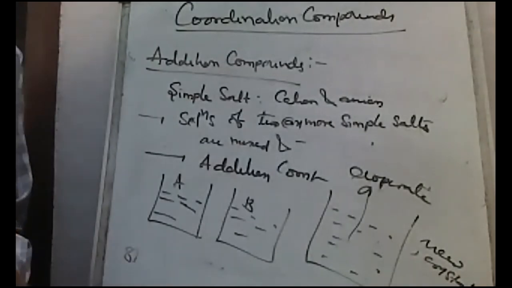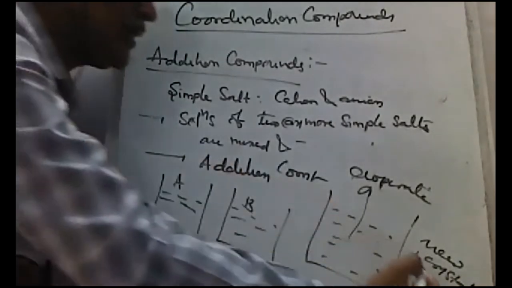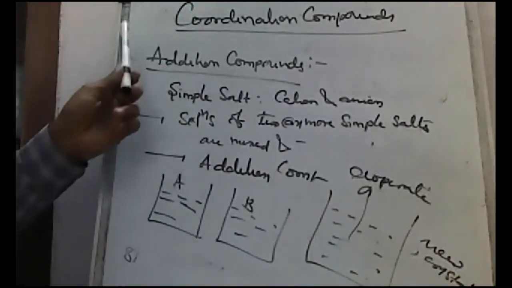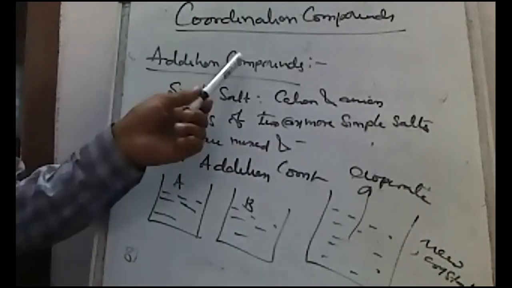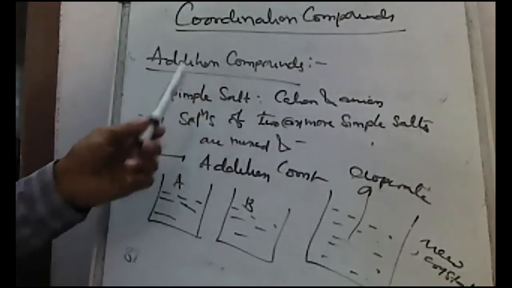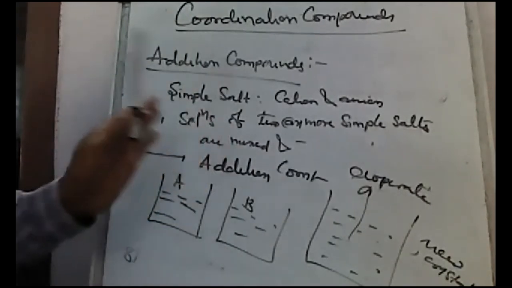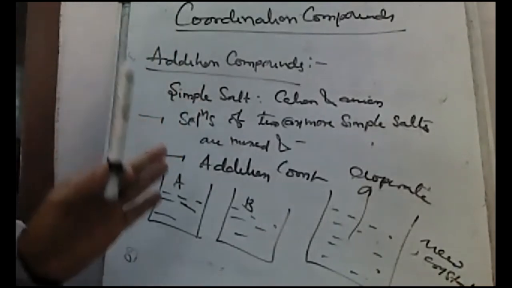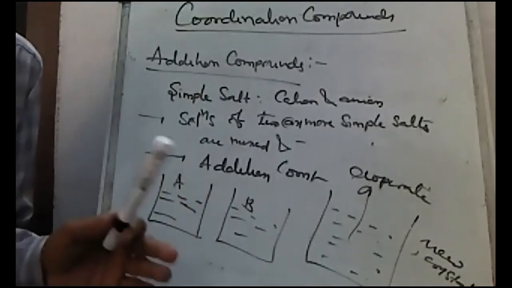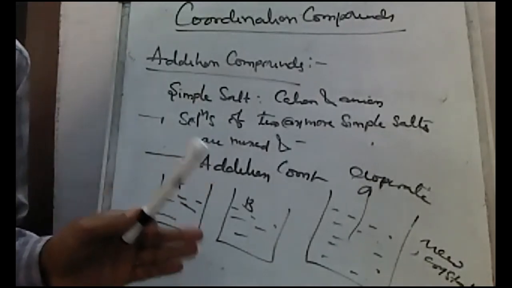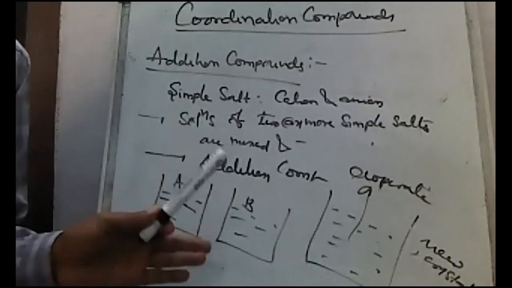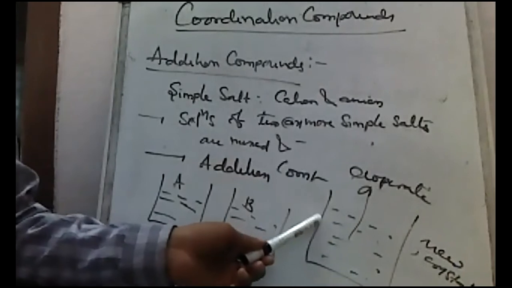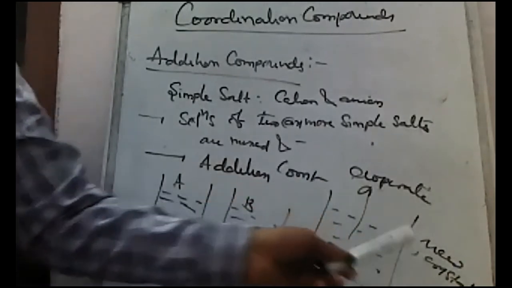Crystals of a new compound. This compound, we are calling it the addition compound. Addition compound is formed by mixing two or more simple stable salts. When two or more simple stable salts are mixed, the resultant solution obtained is allowed to evaporate. Then crystals of a new compound are formed.